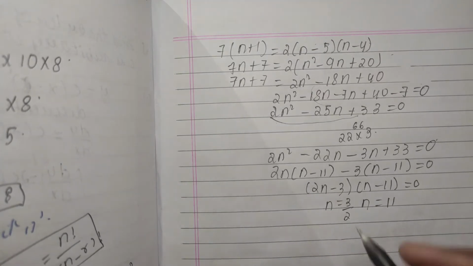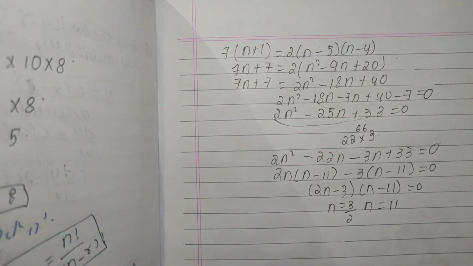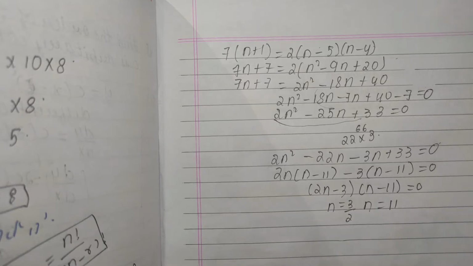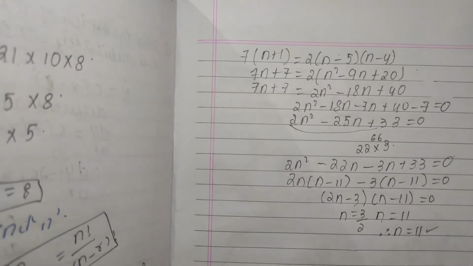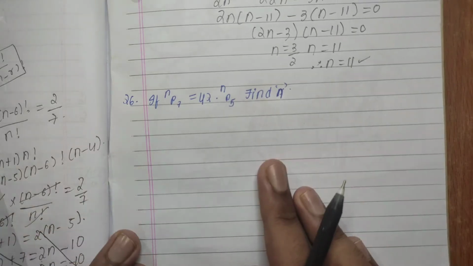In permutation and combination, the n value cannot be a fraction. So the value of n is 11. That's it. I hope you have understood the previous sum.